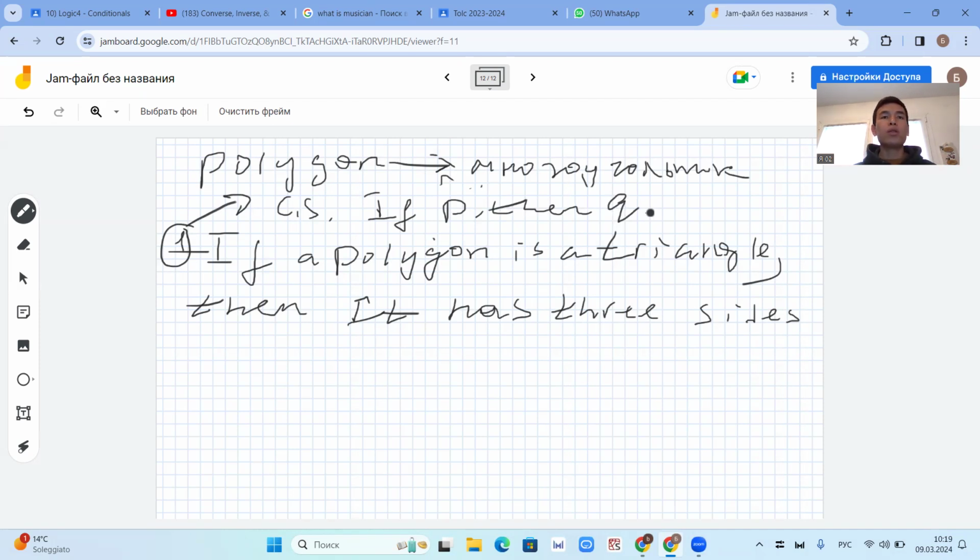Guys, is it true statement? If a polygon is triangle, then it has 3 sides. Is it true? Yes, it's true. What if we take converse of this statement? What it will be like? What we'll write?